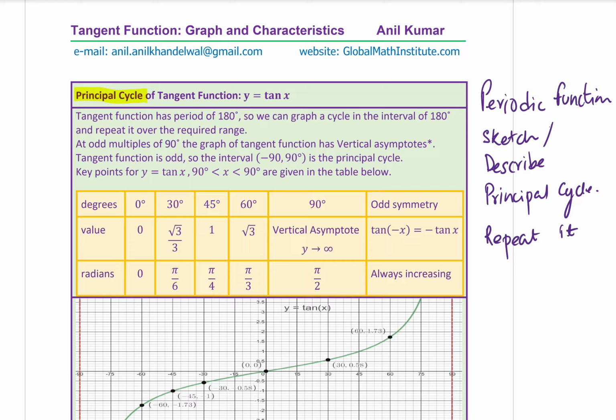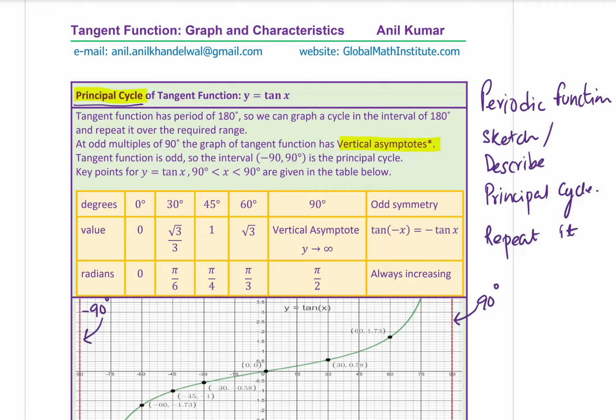Now remember, the tangent function has a period of 180. So we can graph a cycle in an interval of 180. You can choose any 180 degrees interval and repeat it over the required range. At odd multiples of 90 degrees, the graph of the tangent function has vertical asymptotes. So we have vertical asymptotes at, let's say, minus 90 degrees and at 90 degrees. At odd multiples, the next will be at 270 degrees, 3 times 90 degrees. So that is important to understand.